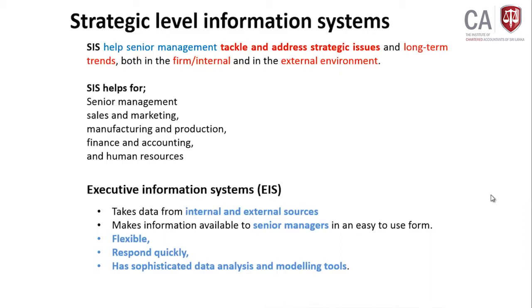EIS, Executive Information System. What are the features of that one? Take data from internal and external sources. Through the internal and external sources, they are taking the information. Makes information available to senior managers. So, there are senior managers, and it is easy for them to understand the information through the EIS.